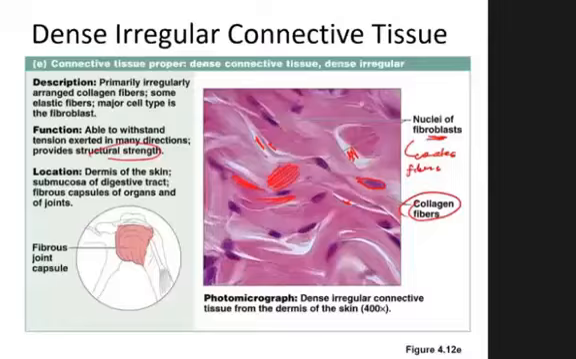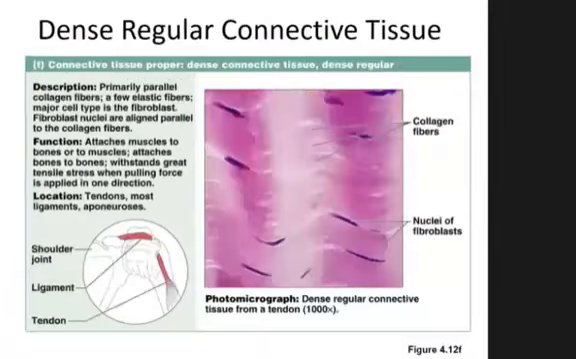And that's the reason why an example of the dense irregular is the fibrous joint capsule. The fibrous joint capsule is an example of your dense irregular connective tissue. So watch out for the word irregular. That means that the collagen fibers are going opposite ways all over the place. They're not directed in one direction. So it has strength, but not as strong as the next one, called dense regular connective tissue.